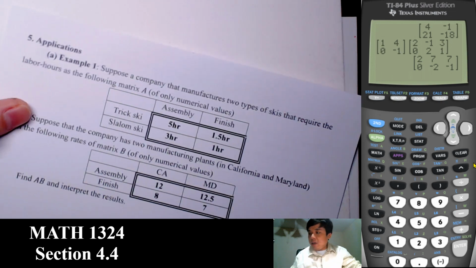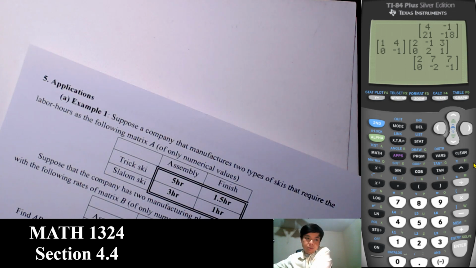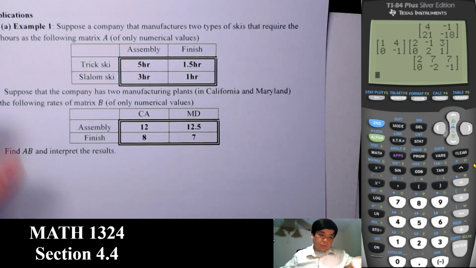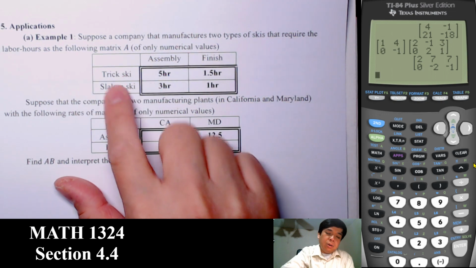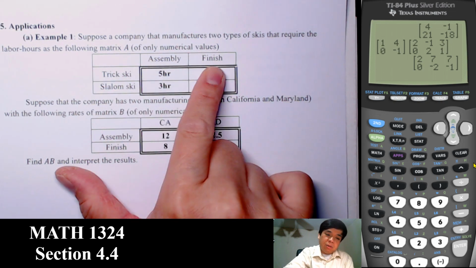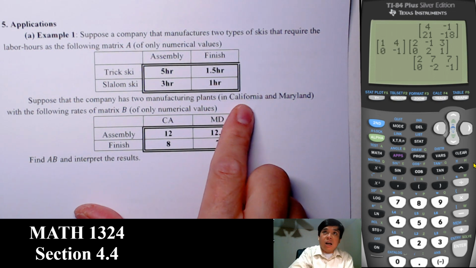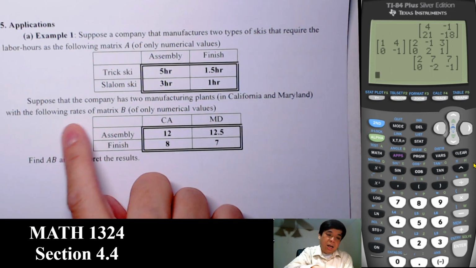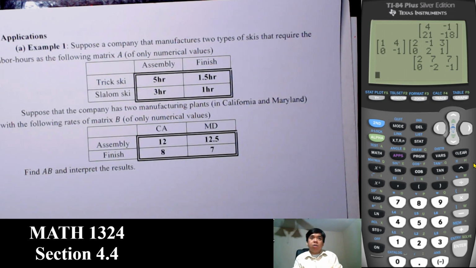So let's look at an application. Suppose a company makes two types of skis, trick ski and slalom, that require labor hours, assembly and finish. And suppose the company has two manufacturing plants, California and Maryland. With the following rates, find A and B and interpret the product. Of course both of them are 2 by 2.